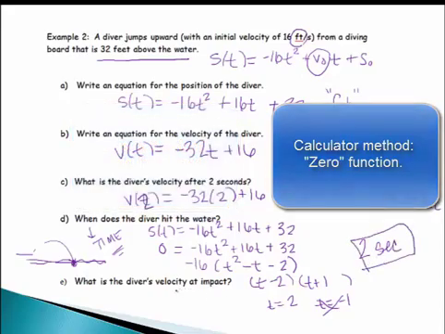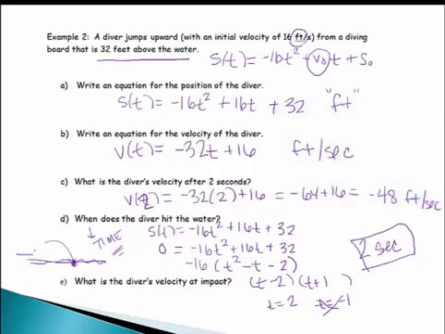What is the diver's velocity at that moment? Well, I'm looking at this, aren't I? Which we already did. Up here.